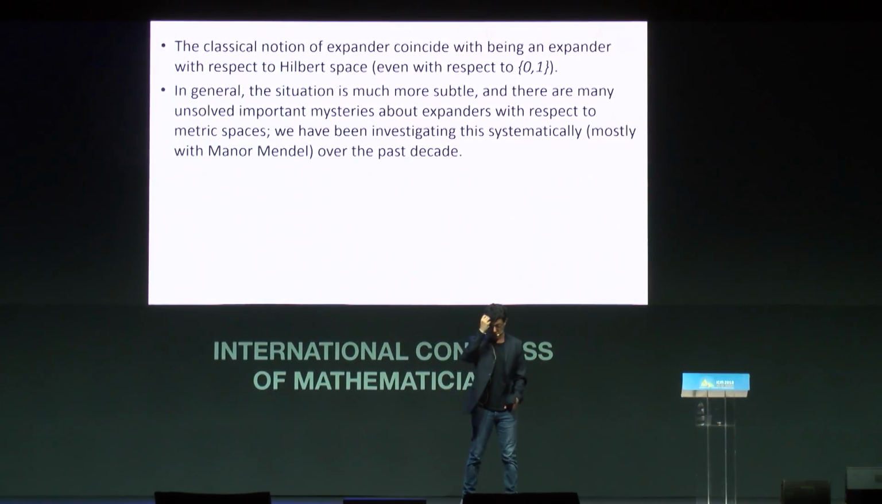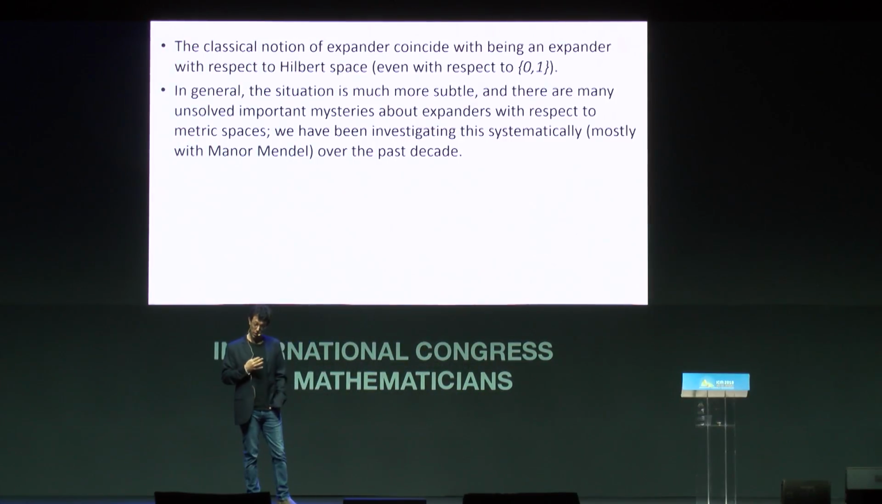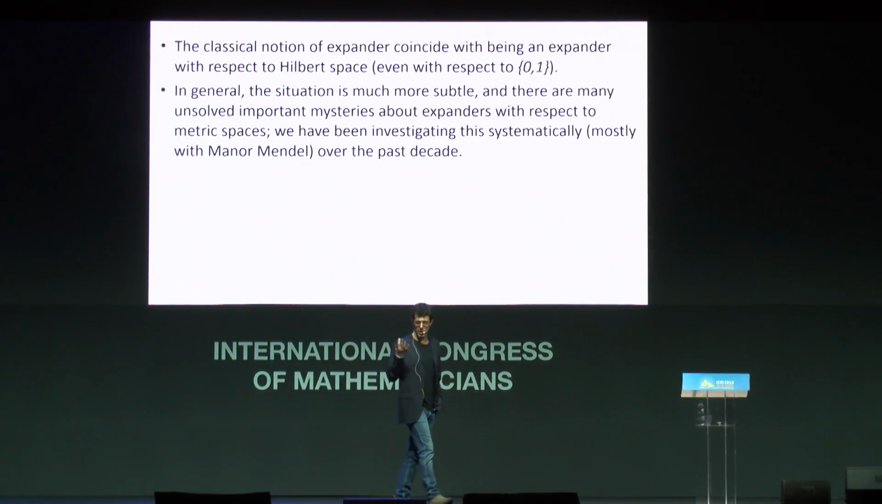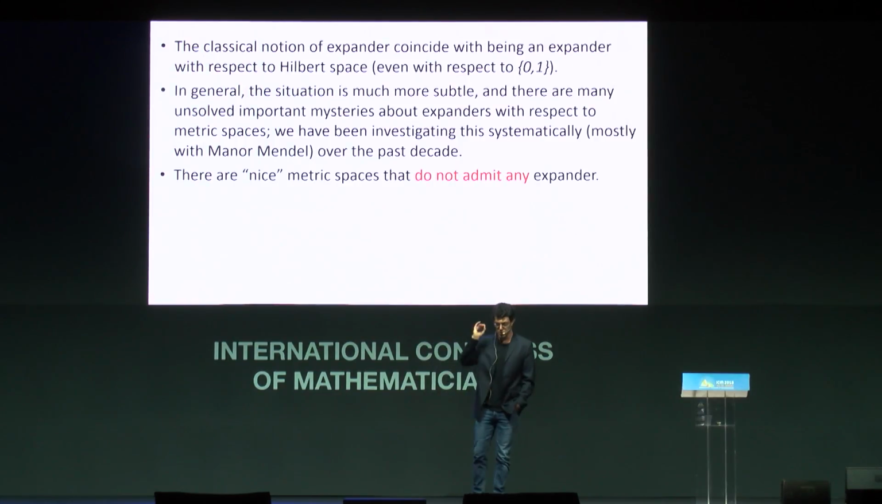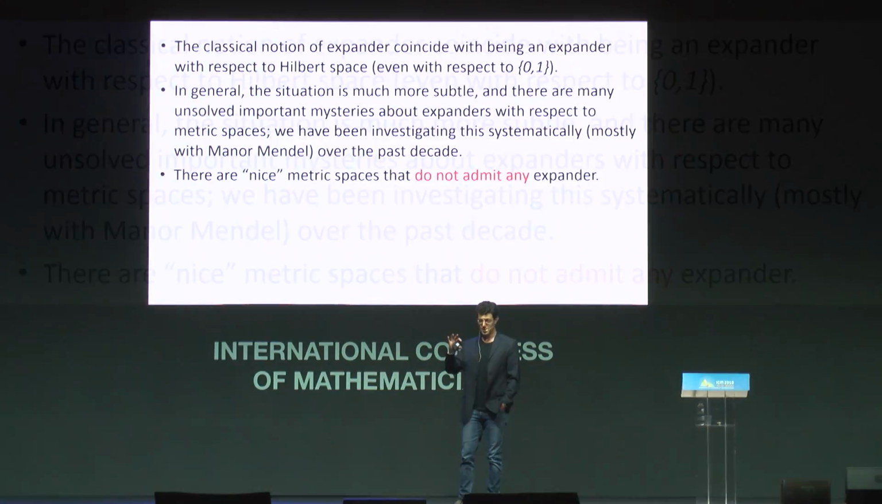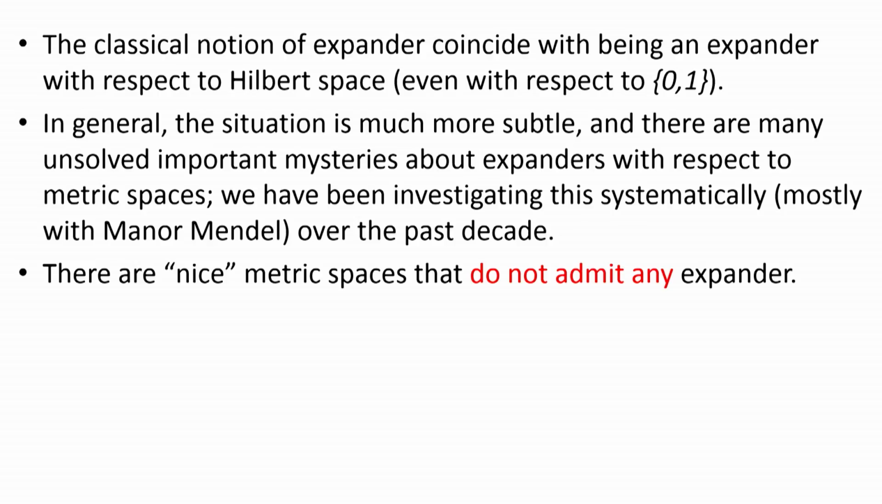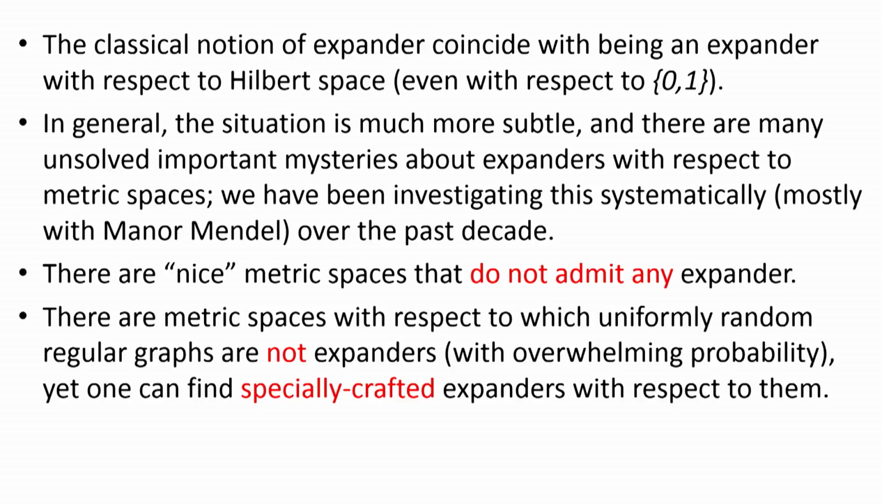And in general, the situation is very subtle. We have been working on this very hard for 10 years, mostly with Manor Mendel. There is a lot of information, but there are a lot of great open questions and a really rich structure that emerges. So the kind of things that you can see is that you can come up with very nice metric spaces which do not admit any expander whatsoever. So this thing, why do expanders exist? That's about Euclidean geometry. So if you think that the existence of expanders is non-intuitive, it's indeed non-intuitive. It's not always true that expanders exist when you change the geometry. You can get nice metric spaces for which, if you choose a uniformly random graph, then with probability tending to 1, it will not be an expander.